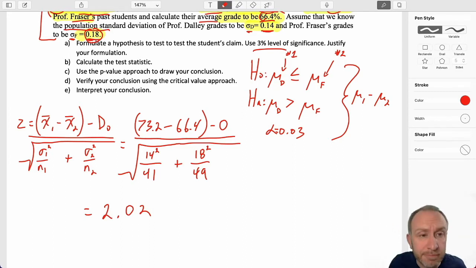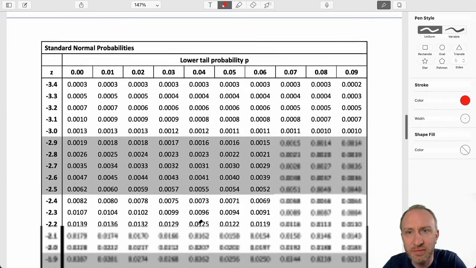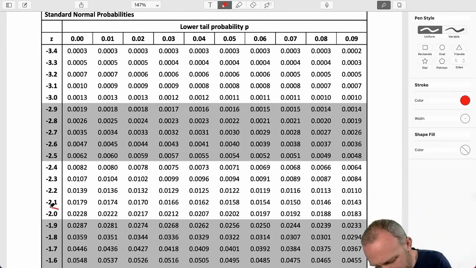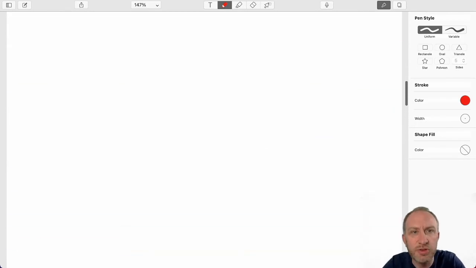Now it's all the same. Isn't this getting repetitive? Doesn't it get redundant? This process, it's all very much the same. I'm doing an upper tail test. I'm going to scroll down to my Z tables and take advantage of the symmetry. I talked about this a little bit more in the previous video, so I won't get into it here. But there's 2.02, and there's that probability, 0.02. Let's round it to 2.